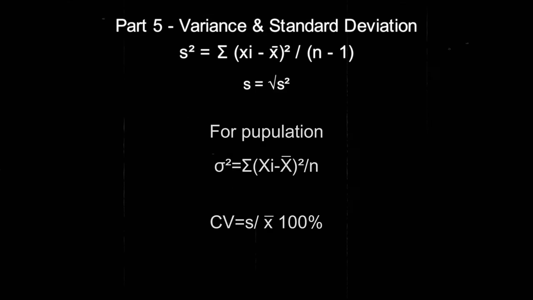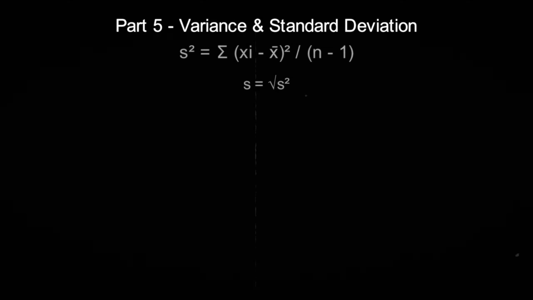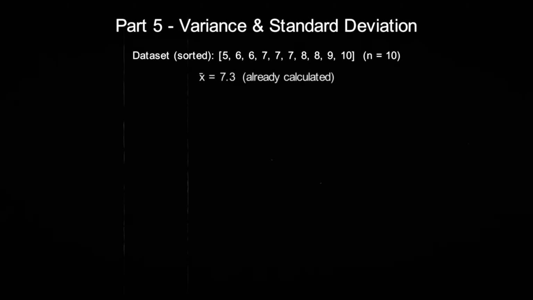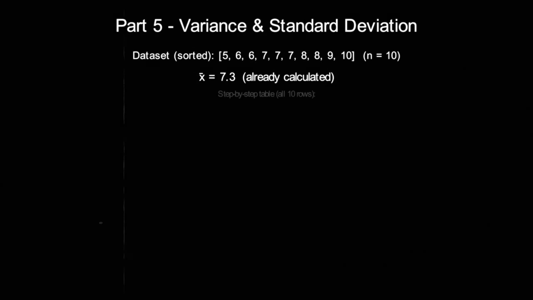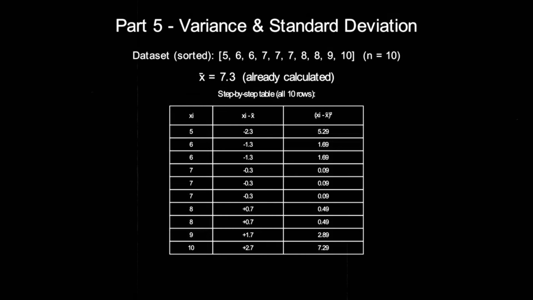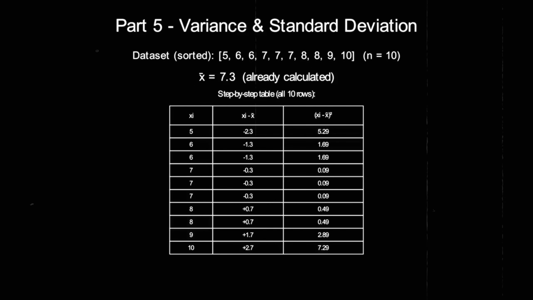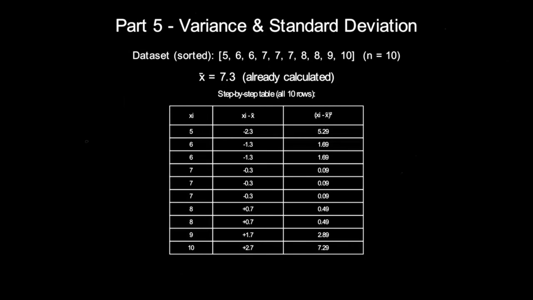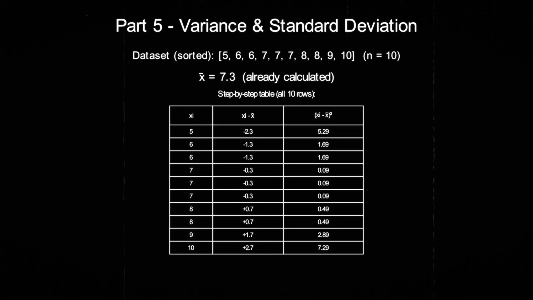Our data set is the same 10 numbers we've been working with: 5, 6, 6, 7, 7, 7, 8, 8, 9, 10. We already calculated the mean x bar as 7.3. Now let's build a step-by-step table. For each value, we subtract the mean, then square that difference. For 5, 5 minus 7.3 is negative 2.3, squared gives 5.29. For 6, we get negative 1.3, squared is 1.69, and so on through all 10 values.